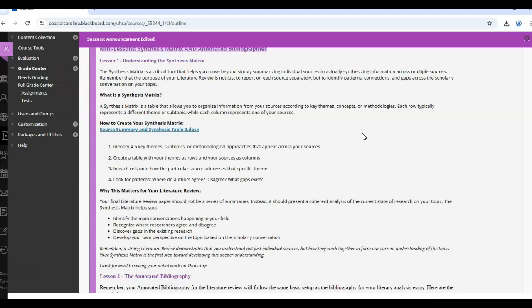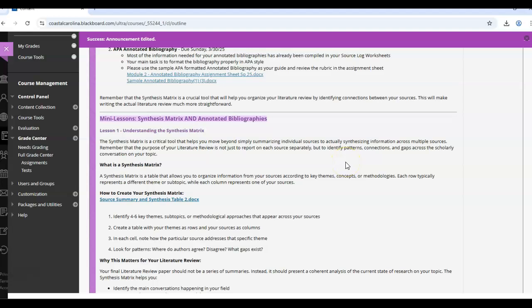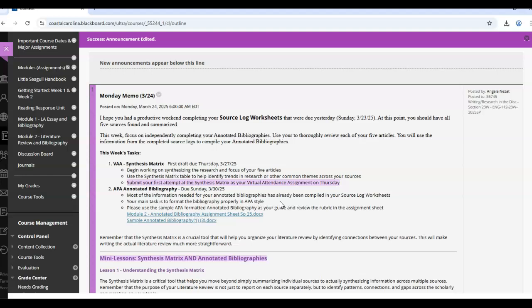Next week, we'll do it all over again. We're going to look at a sample paper next week. You'll do some discussion boards next week on a sample paper, and it'll start to make more sense. But I want you to just jump into the deep water and start to synthesize your sources. And that is your virtual attendance assignment this week, this table. It'll be due Thursday. All right.